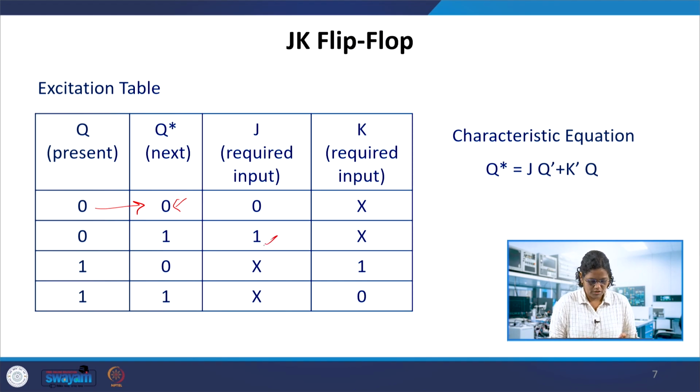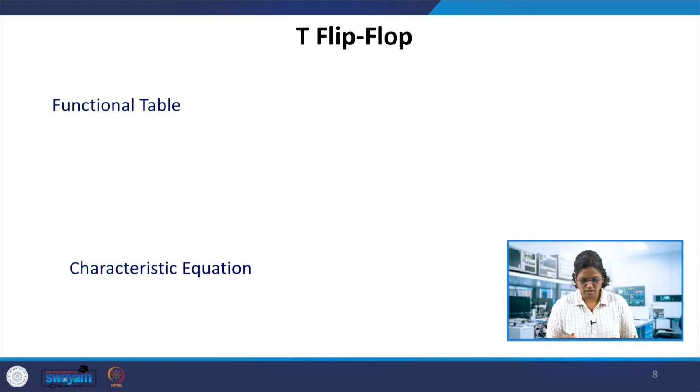So similarly, if J is 1 and K can be 0 or 1, in that case also the next state becomes 1. And if K is 1, with J unknown, 0 or 1, then the next state is 0. So K is 0, X is 1, this becomes 1. So the changes of the present state to the next state can occur in this way. So this is the excitation table, which is used again when you convert one flip-flop to another.